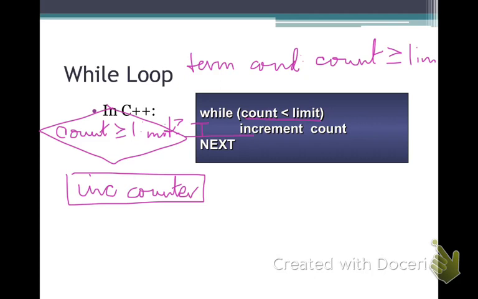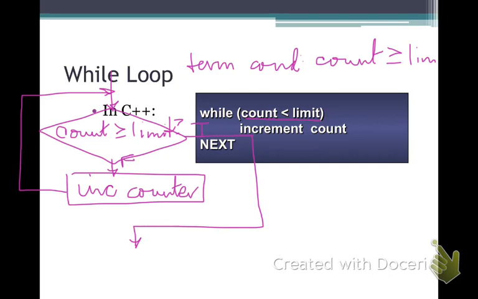After I increment the counter, then I go back up here and say, okay, is count greater than or equal limit? And it's only when that is true that I'm going to jump around this. So if this fails, then I'm going to increment the counter and check it again. If it's true, I'm done. If it fails, I increment the counter and do it again, and so on.